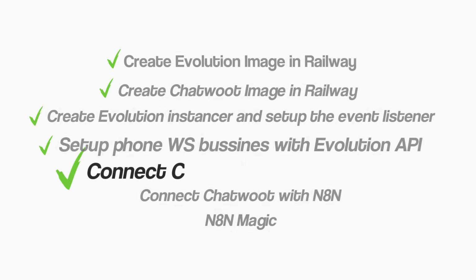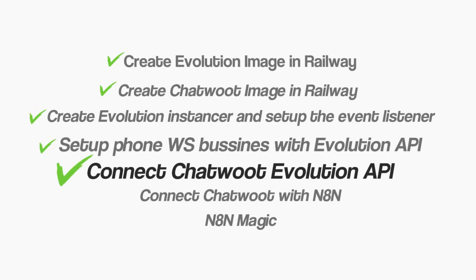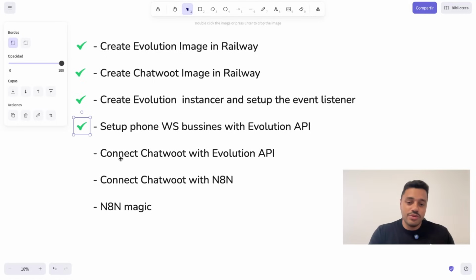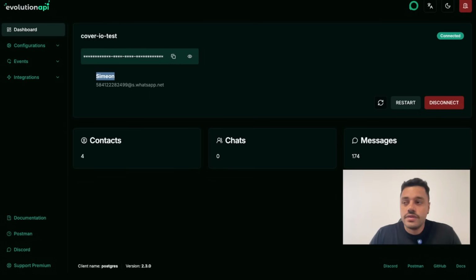Okay, cool. The next step is to connect Chatwoot with Evolution API. This way, Evolution API will notify Chatwoot when something happens in WhatsApp, for example, when a new message has arrived. Okay, to do that, we have to go here to integration.